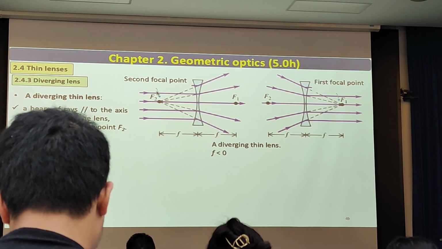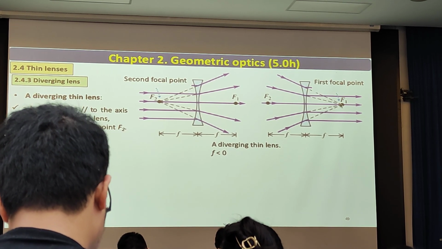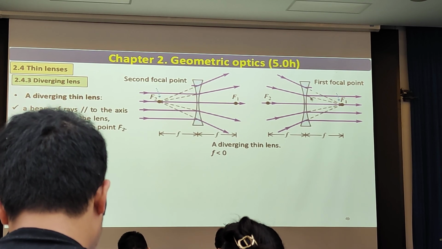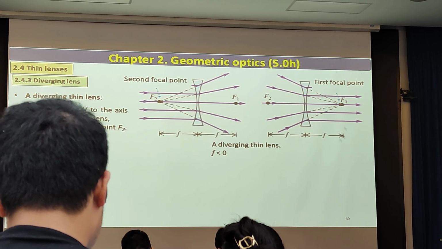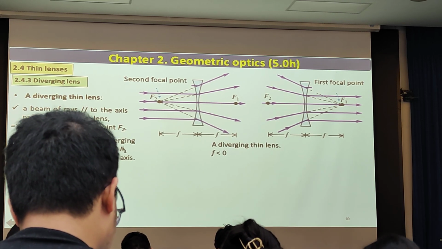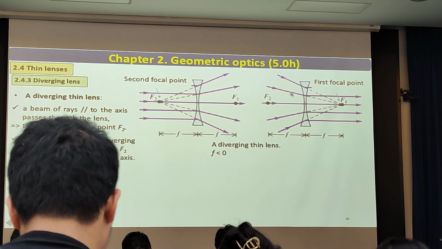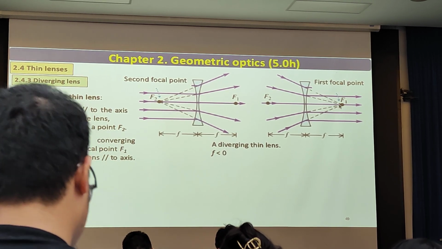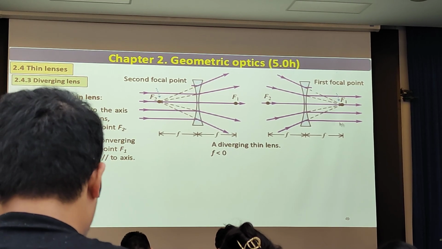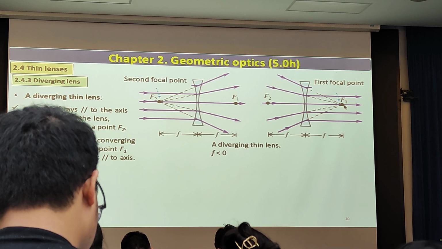So you have the second focal point here, and you have the first focal point here. If you send rays of light that seem to gather at this point and they go parallel to the optic axis, this point is the first focal point. The incident rays converging toward the first focal point, F1, emerge from the lens parallel to the axis. So that's why the first focal point is here.